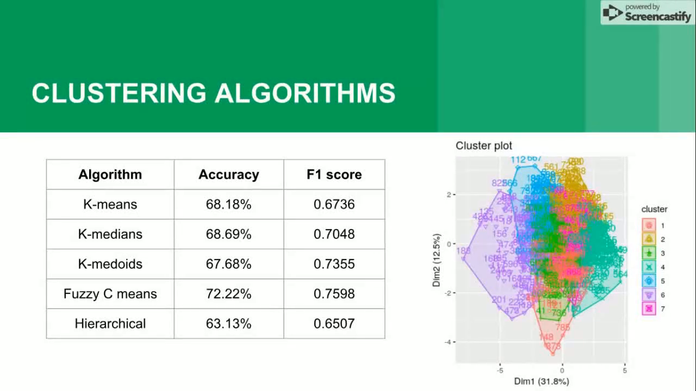Fuzzy C-means is a clustering technique which allows each observation to belong to more than one cluster, and each observation is assigned a membership grade for each cluster it belongs to. Hierarchical clustering is an approach for clustering the dataset by using a pairwise distance matrix between observations as the clustering criteria. We observe that we get better accuracy in fuzzy C-means clustering.